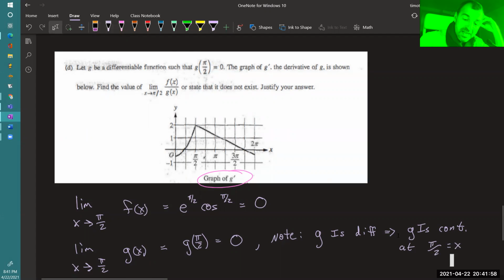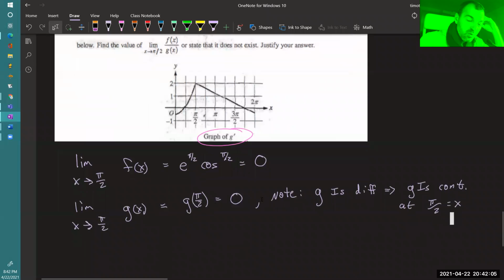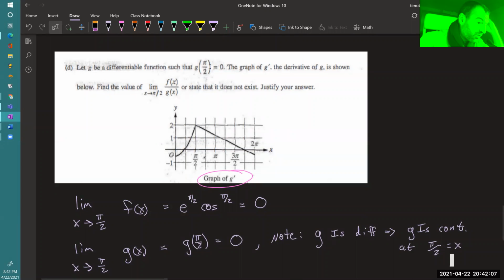Now, why do we need that? Because remember, your limit doesn't necessarily equal 0, because they didn't tell you the limit equals 0. Look at this. They told you that the value of the function at pi over 2 is 0, which isn't necessarily the limit.